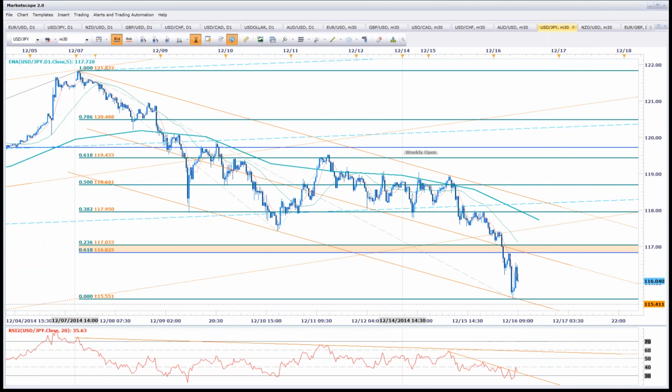Does that make sense? Chintan here on dollar yen. All right.